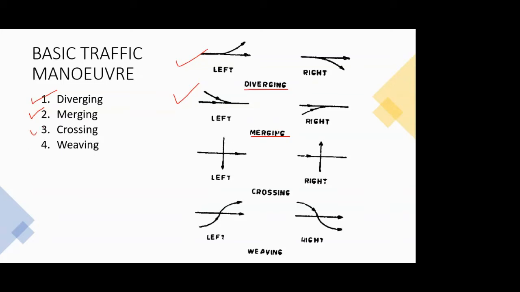Crossing maneuver you will predominantly see in at-grade intersections. We'll come to that later, what is an at-grade intersection, but for now just remember that the crossing maneuver mainly comes into picture when you have an at-grade intersection and 2 vehicles traveling in 2 different directions are supposed to cross each other's path. So that is a crossing maneuver. And then there is a slight advancement over the crossing maneuver, that is the 4th one, the weaving maneuver.